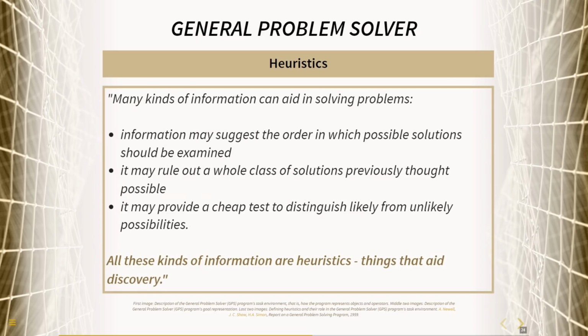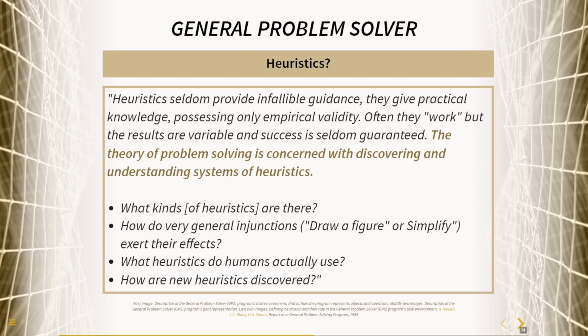So the final piece of the puzzle are the heuristics. These are the rules that govern, for instance, the order in which solutions are examined to decide how or what needs to be ruled out, or what are basically unlikely possible solutions. The authors describe heuristics as things that aid discovery. But it's important to note that heuristics are just guides, right?